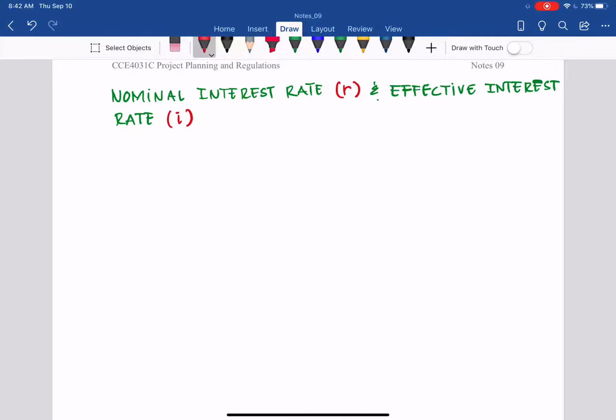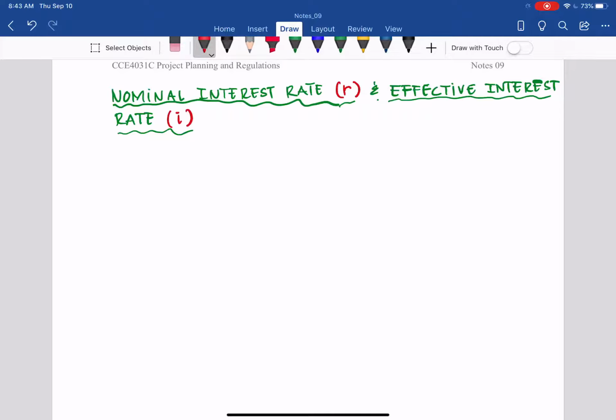Perhaps the most challenging and important concept for today's lessons is the difference between the nominal and effective interest rate. For this class, we use R for nominal interest rate and I for effective interest rate. So what is the difference between these two?